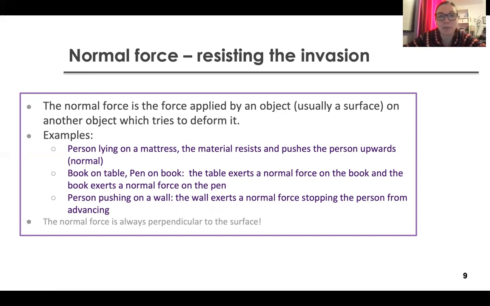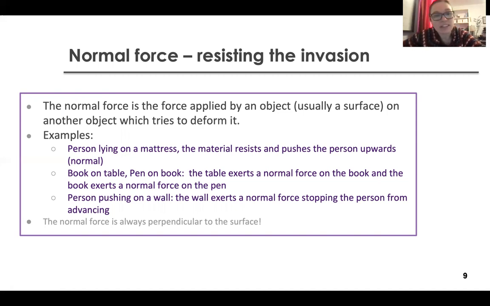So for example, a person lying on a mattress, right? Obviously you sink into the mattress a little bit, but you don't sink absolutely through the mattress and to the ground, right? The mattress pushes up on you, right? Due to the structure of the fibers and the springs and that. The book on table, pen on book. So obviously the table is exerting a normal force on the book, and the book is exerting a normal force on the pen. Okay, so note that when things are stacked.